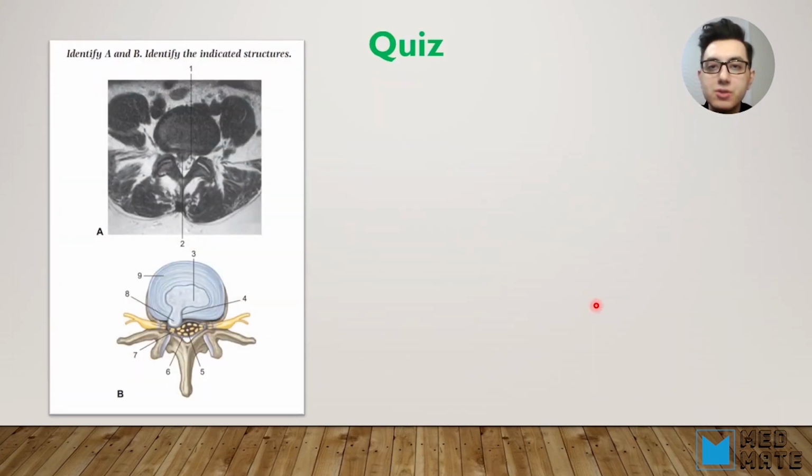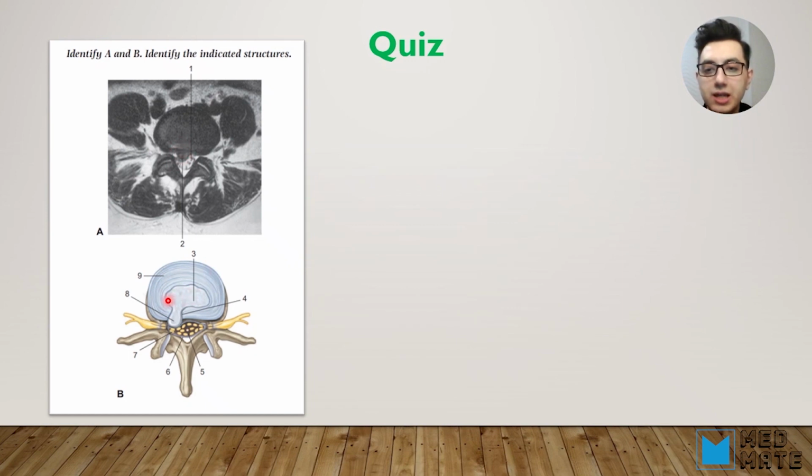Alright, let's do some more quizzes. So here you can see a clinical relevance of the topic you're studying. Identify A and B. Identify the indicated structures. Here you can see a CT scan of a vertebra. What do you think number 1 can be? Number 1 is the spinal cord, and 2 is the herniation of the intervertebral disc.